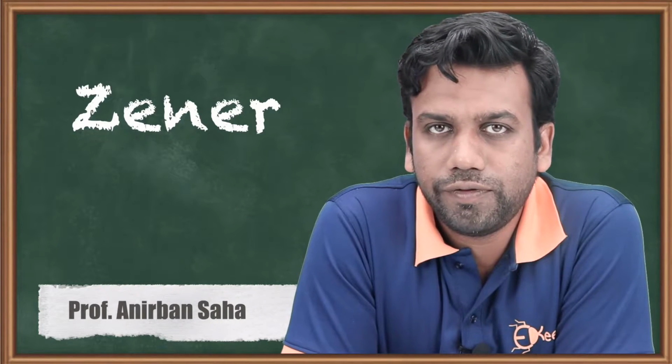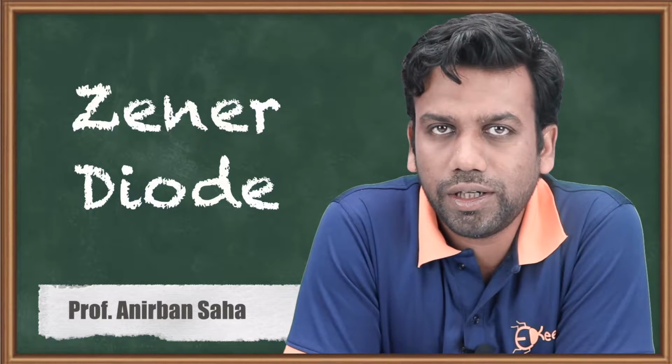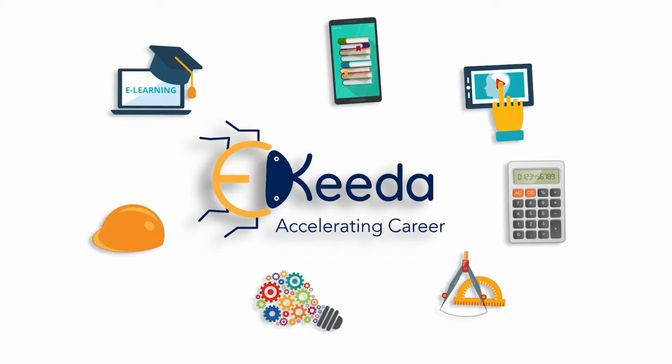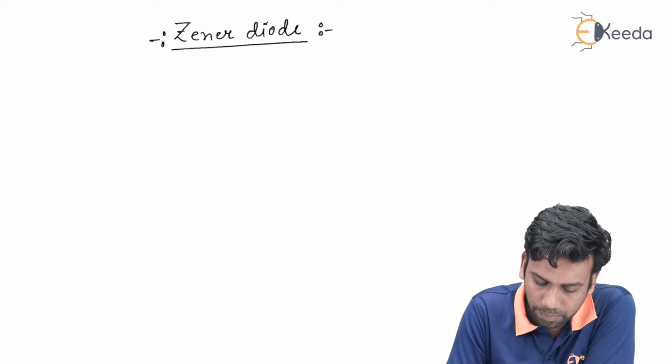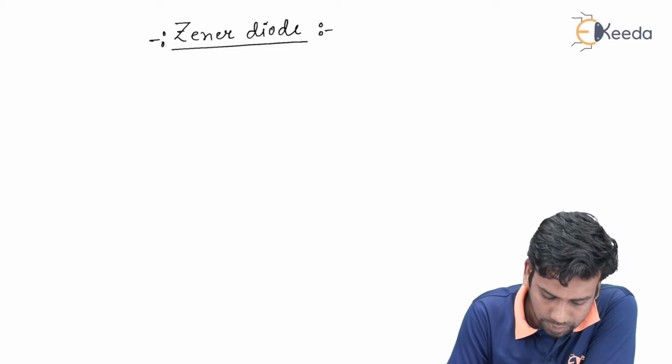Hello friends, in this video we are going to discuss the operation of the Zener diode. So a Zener diode is a diode which can operate basically in the reverse bias region.